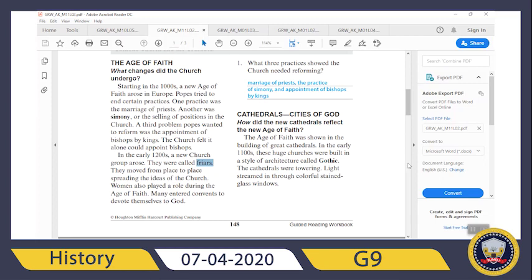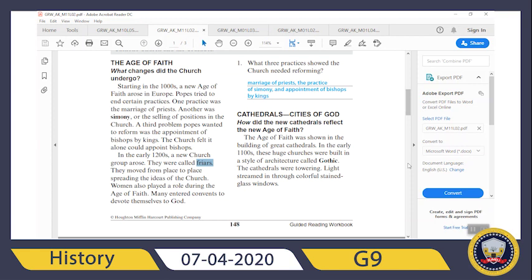The first thing in this lesson, you need to know what changes the church faced in the beginning. Starting in the 1100s, a new age of faith arose in Europe, and popes tried to end certain practices. There were some practices going on, and the target was to end those practices. One practice was the marriage of priests. This was number one.